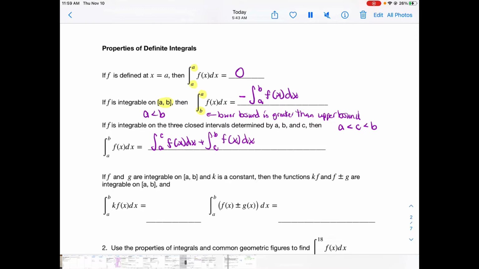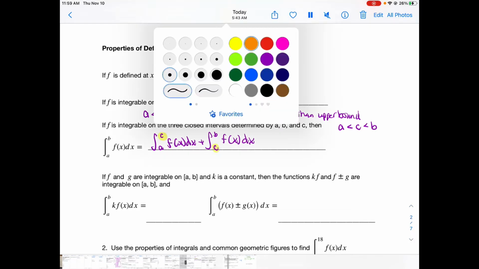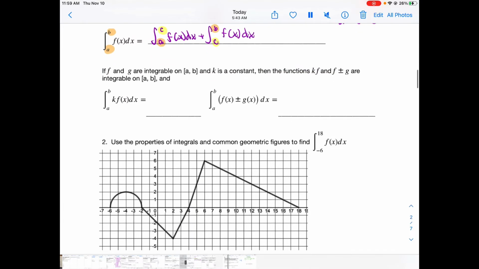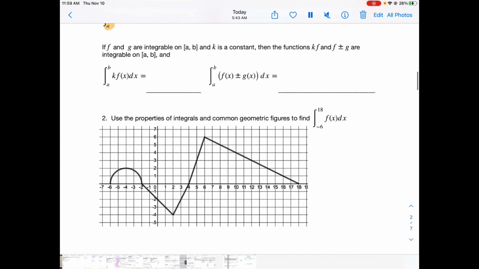The key is, notice that the upper bound of my first integral has to equal the lower bound of my second integral. And the lower bound of my first integral has to equal the upper bound of my last integral. And that has to be equal to the original function. So let's do two more properties.